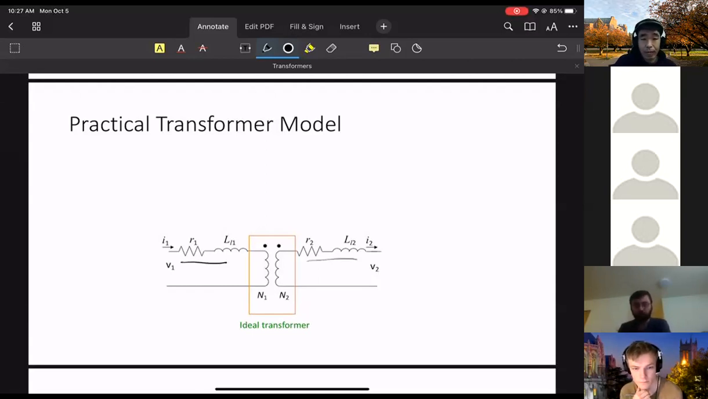So this is a more practical transformer model because we relax the assumption that we made that the wire was perfect. This is not a perfect wire, so I have these 4 additional elements that come in. Okay, so in the middle, I still have this ideal transformer. Any questions about this? For adding these 2 elements?